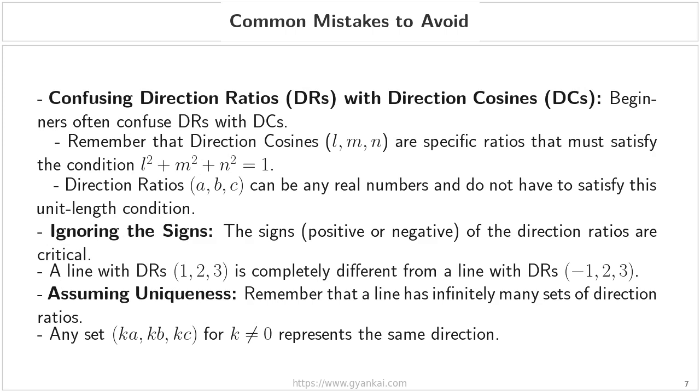Finally, do not fall into the trap of assuming that a line has only one unique set of direction ratios. As we saw in our step-by-step example earlier, direction ratios are not unique. A single line can be represented by infinitely many sets of ratios. As long as you take your original ratios a, b, and c, and multiply them by any non-zero constant, let's call it k, the new set, ka, kb, and kc, will represent the exact same direction.